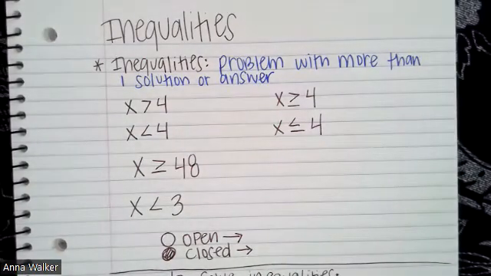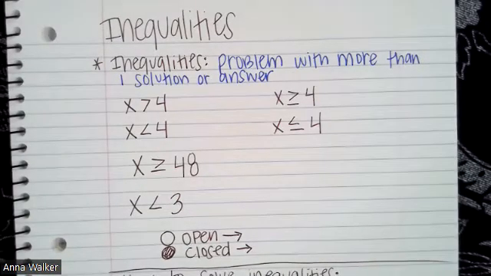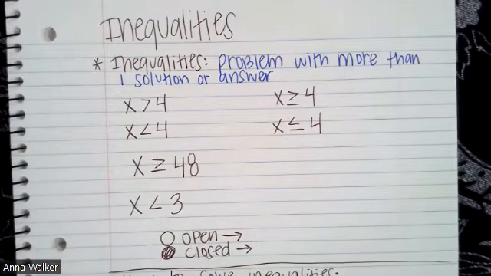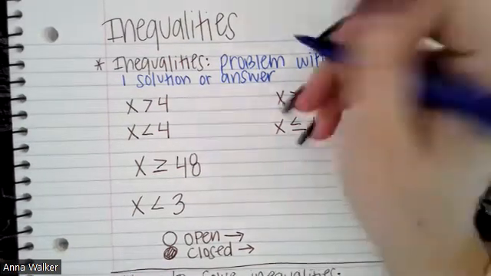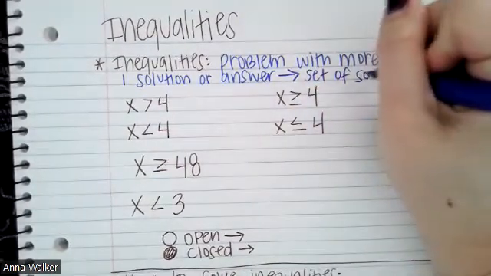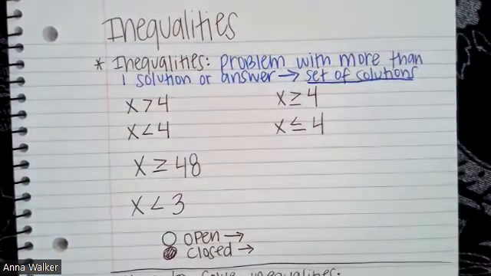But inequalities are problems with more than one solution or answer. And in equations, we just called the value of the variable once we figured it out the answer, right? Like x equals this, y equals this, and so forth. What we're going to say in inequalities is because the variable could represent a bunch of numbers, because it all just depends on the scenario, we don't call it a solution or an answer. We're going to call it a set of solutions. A set of solutions. Or you could even say solution set if you want to use less words.